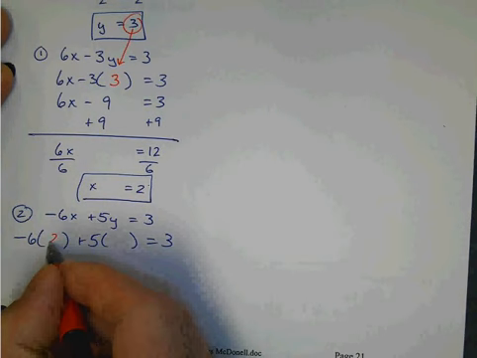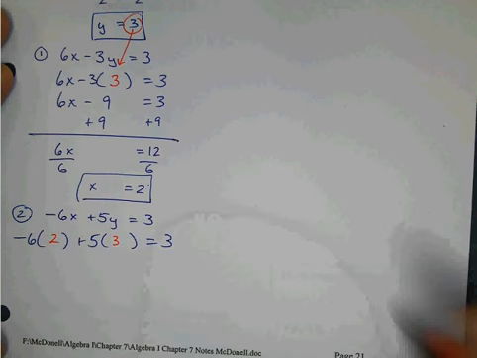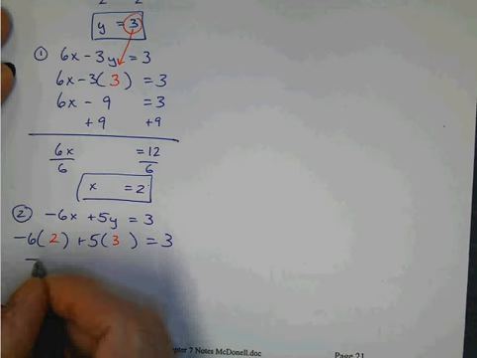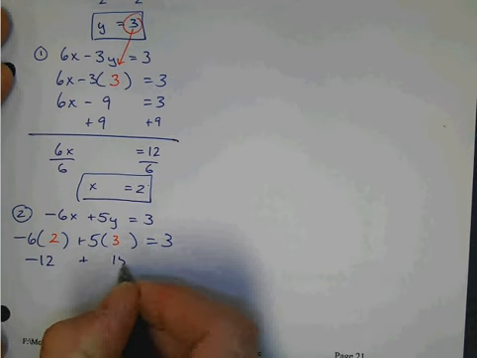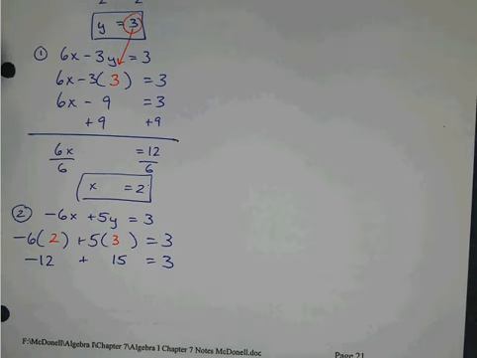X is 2, y is 3. And if this checks correctly, that's negative 12 plus 15 equals 3. Is that true or false? True, right? 3 equals 3? So therefore, what does that tell us about the point 2 comma 3? What's that, Josh? Yeah, that's the correct point.